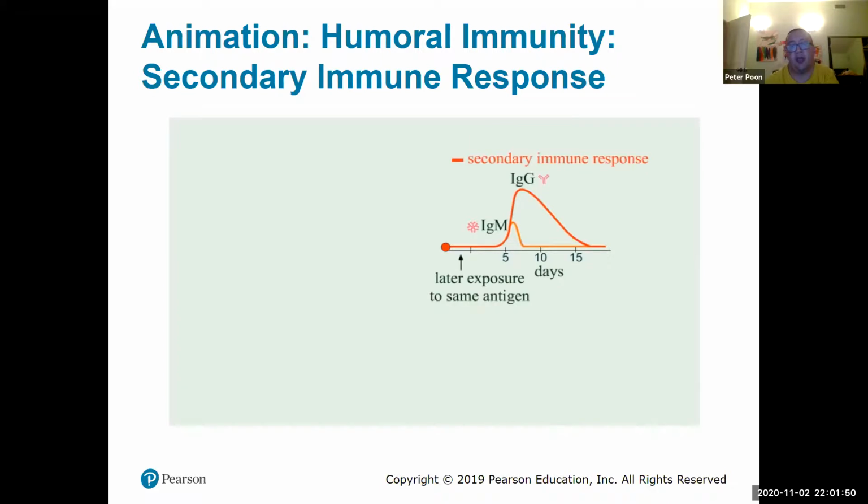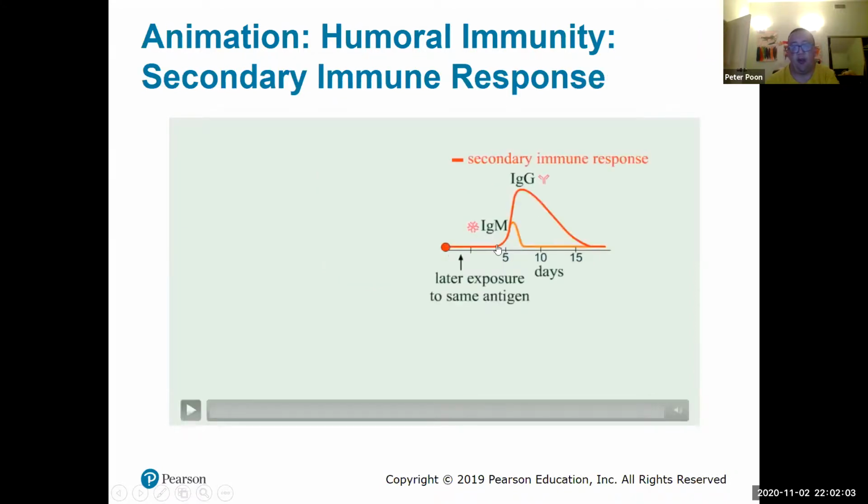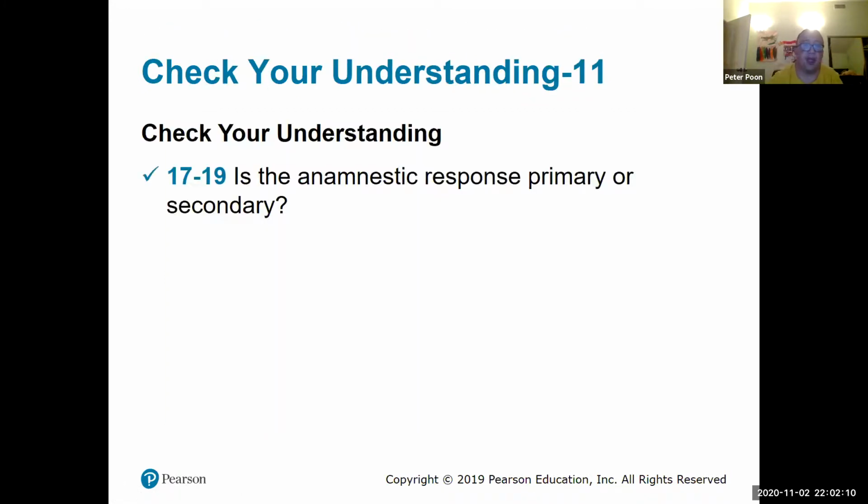So you can see the later exposure is much shorter than the original. The original takes about 15 days here. This is about 5. They show about 5 here. In actuality, it's even shorter than that. That's why you want a vaccine, because you want to fight off the virus with the secondary immune response, not the primary.